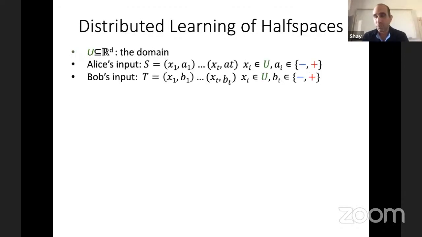So let me formally describe the learning problem now. Again, we assume a fixed finite domain U, a subset of R^d. Now the inputs of Alice and Bob are examples.